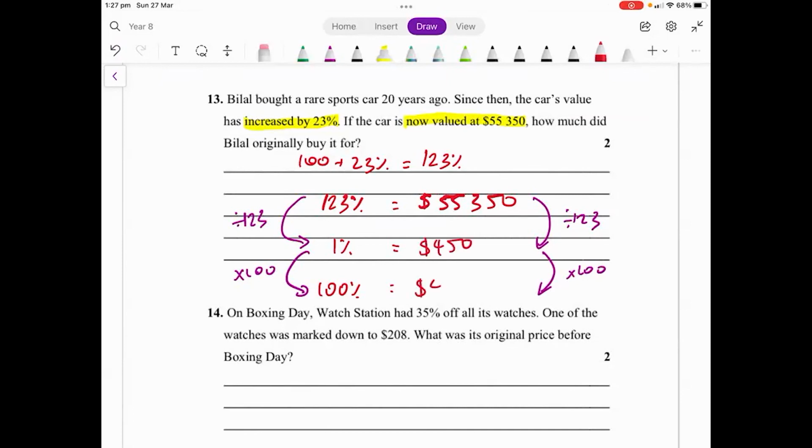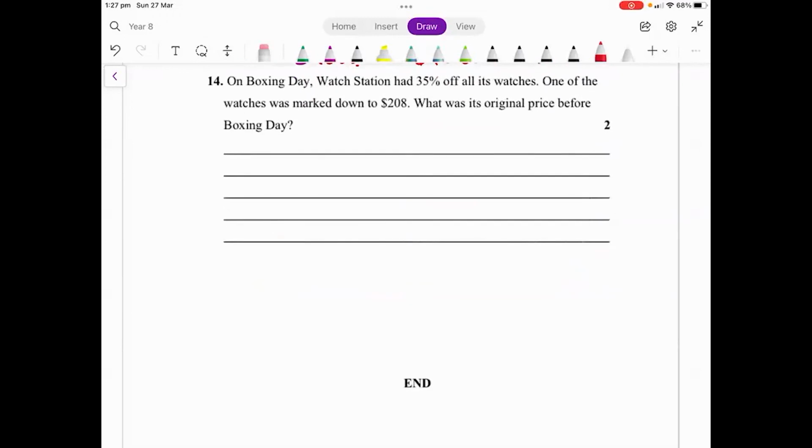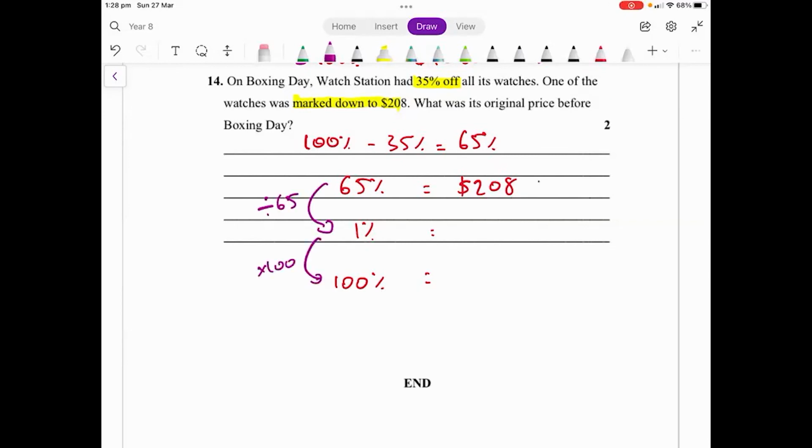Question 14, very similar. On Boxing Day, watch station had 35% off all its watches. One of the marked watches was down to $208. So after you take 35% off, how much is left? Well, we start at 100, take away 35, that gives us 65%. That means 65% is equal to $208. So we write that down. And it says find the original price. That means we need to find 100%. Once again, we're using unitary method. So we divide by 65 first, then we multiply by 100 to get the original price of $320.